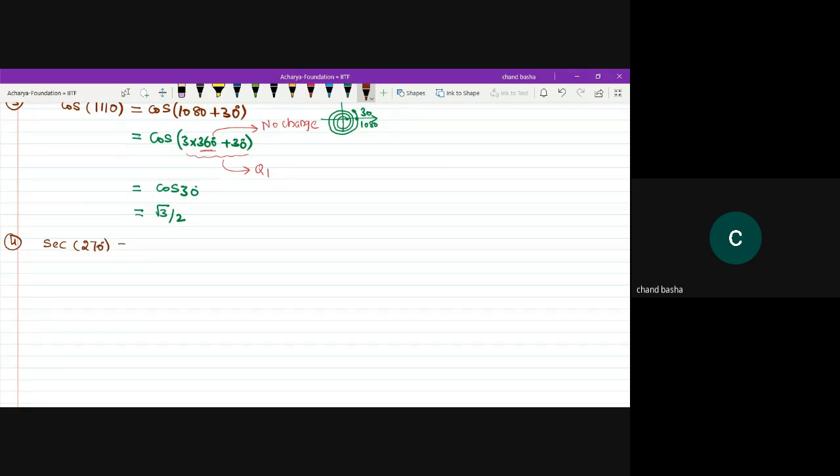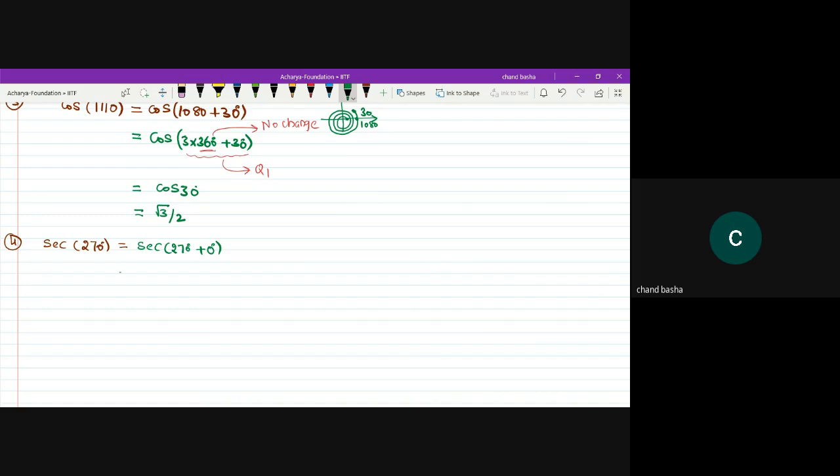Secant of 270. Now, exactly how can we write this? Can I write this as secant of 270 degrees plus 0? Because 270 means it is exactly on the y-axis. I'm not interested in making use of 270 plus something; I can make use of 180 plus multiples. I can discuss that later. First, let us see 270 plus.